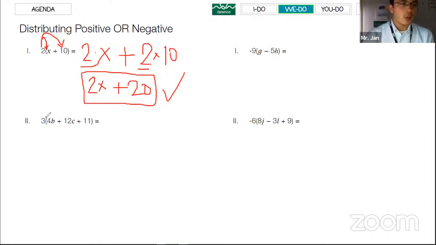So for the next one, what do you think now? You have a number 3 and you're multiplying that 3 by everything inside the parentheses, like this: 3 times 4b, 3 times 12c, and 3 times 11. So let's try this one. Whoops, it's not only 20. Somebody got 33.